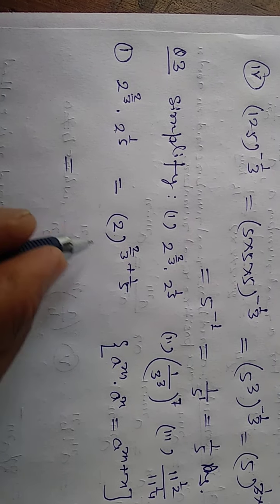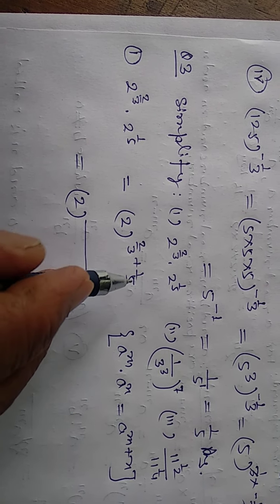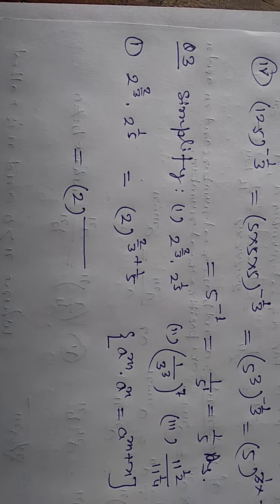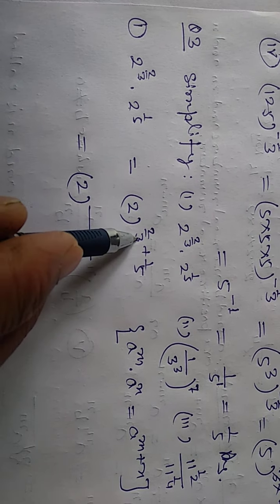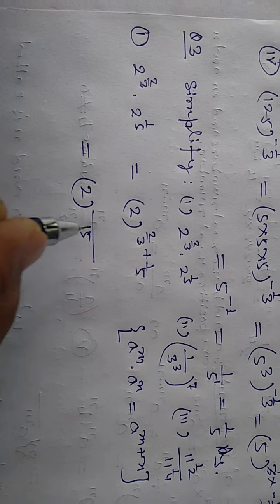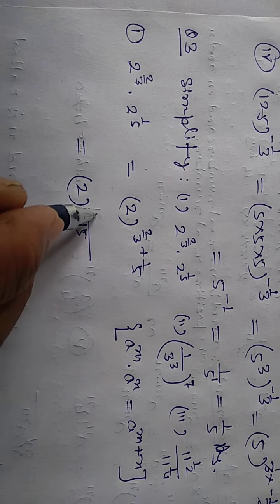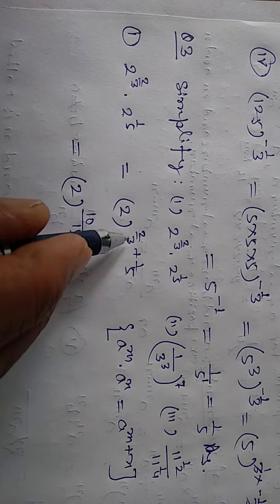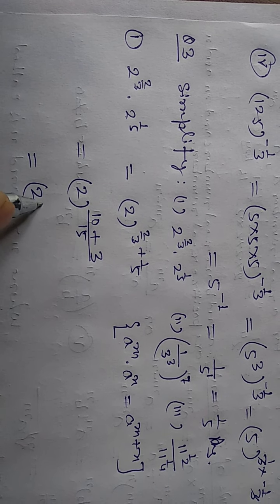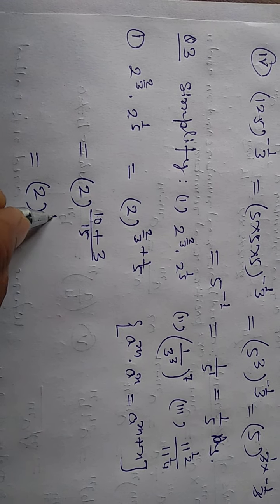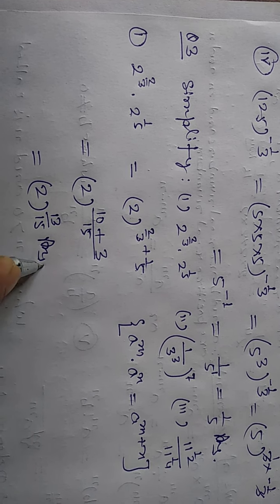Now, solve this exponent. The base remains as it is. You will take the LCM since these two are fractions, and to find the sum, you have to take the LCM. The LCM is 3 5s are 15. After that, cross multiply. That is 5 into 2, 5 2s are 10, plus 3 1s are 3. It is equal to 2 to the power 10 plus 3, 13 by 15. This is the answer.